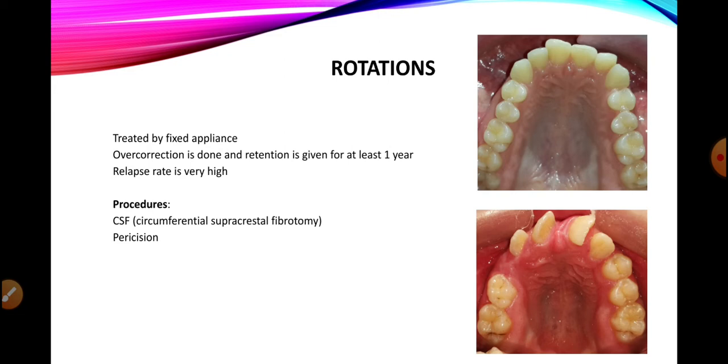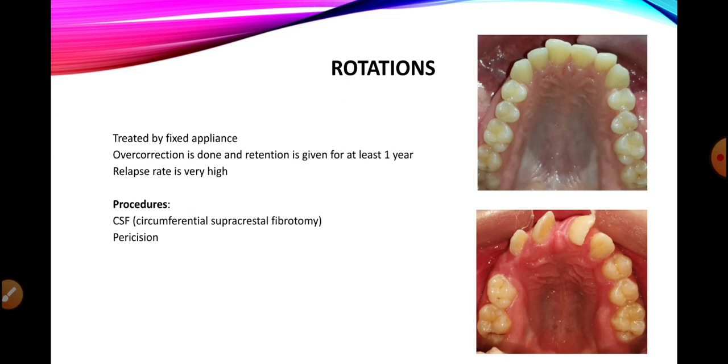And what happens in cases of pericision is that a vertical incision is given interdentally that spares the interdental papilla, that is, not involving the interdental papilla. 2 to 3 millimeters above the interdental papilla, an interdental vertical incision is given till the alveolar bone. So what it does is it basically cuts the transseptal gingival fibers that are running from one tooth to the other tooth, and definitely that will prevent the relapse.